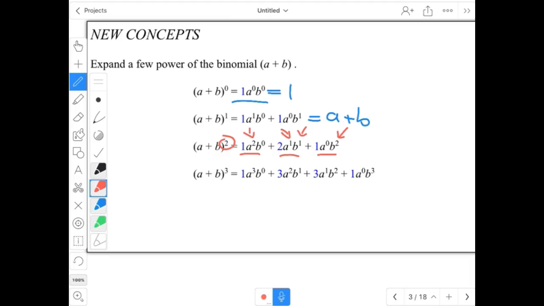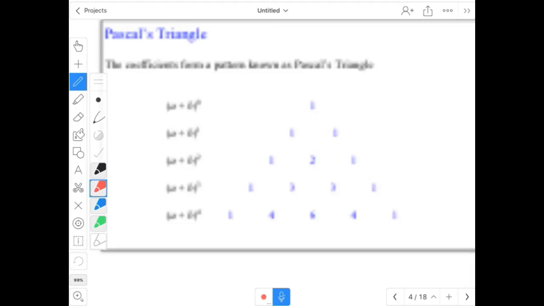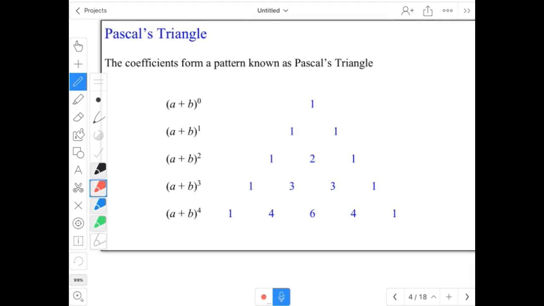Now, the coefficients, we'll talk about that right here. The coefficients come from a pattern called Pascal's triangle. This is a very famous pattern in math, and you can see it forms a triangle. Everything on the outside is composed of ones, all the way down. So our pattern will start in the third line, where we have (a + b) squared right here.